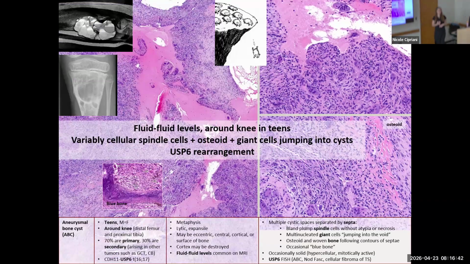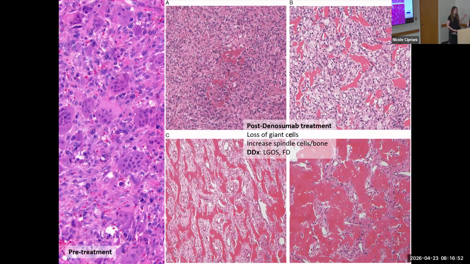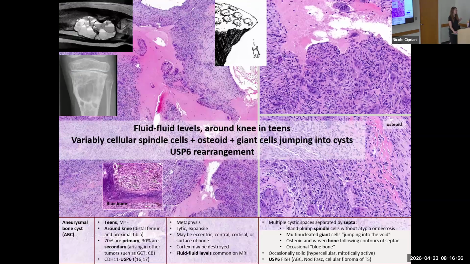Aneurysmal bone cyst, another giant cell rich tumor of bone. Remember your key buzzwords, which are fluid levels. Most of these osseous lesions are occurring around the knee in teens, just like GCT of bone, but that's a common anatomic site for osseous tumors.